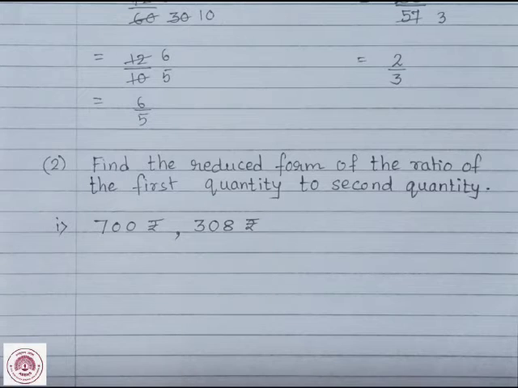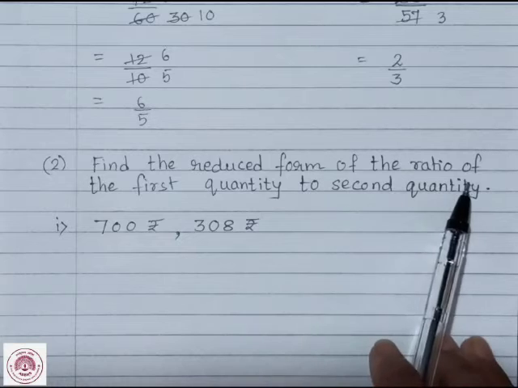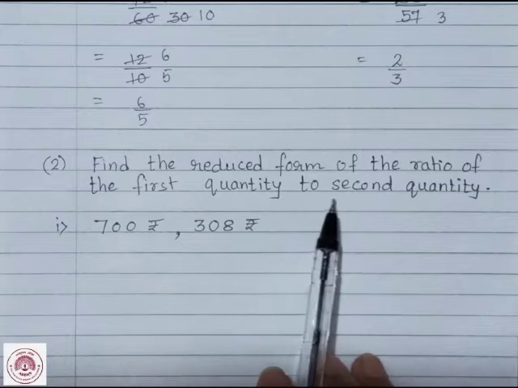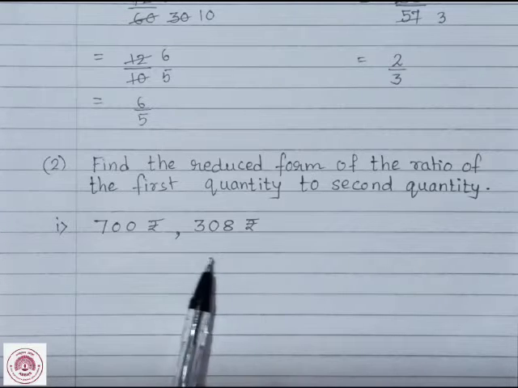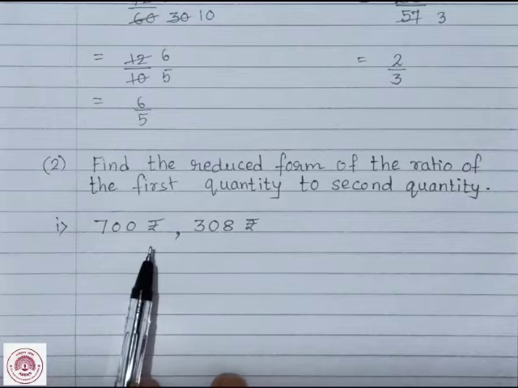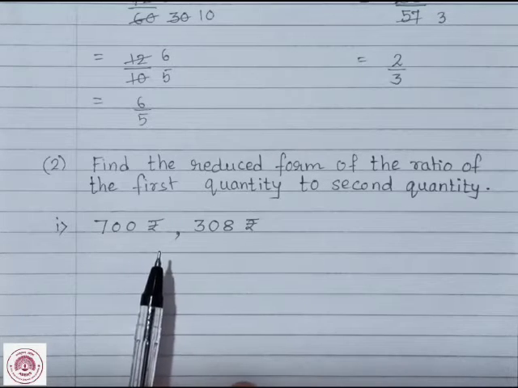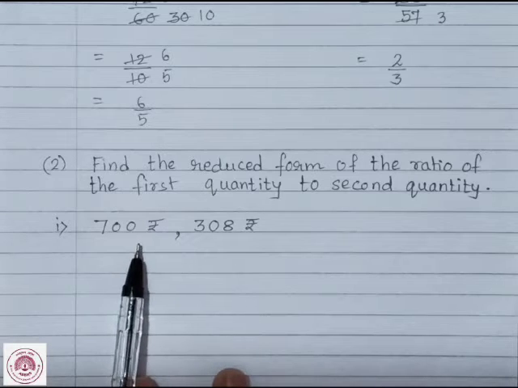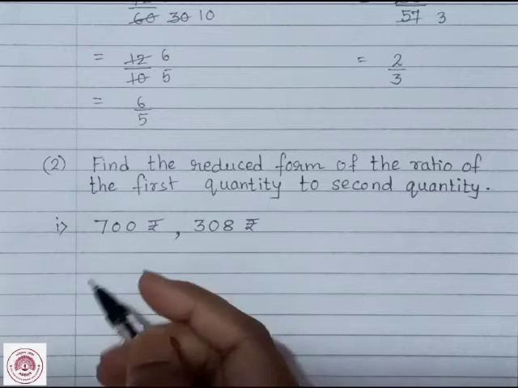Now we will solve question number 2. Find the reduced form of the ratio of the first quantity to second quantity. So the quantities taken in ratio must be expressed in the same unit. Now here we can see both the quantities are expressed in the same unit, that is rupees. So we can directly find the reduced form of the ratio of this first quantity to second quantity. So let's do it.